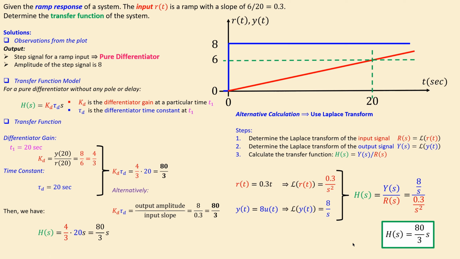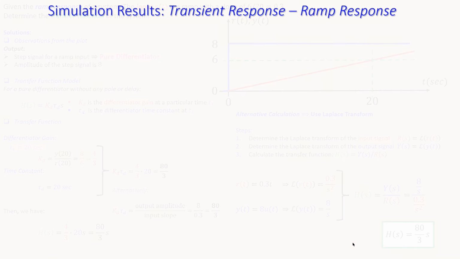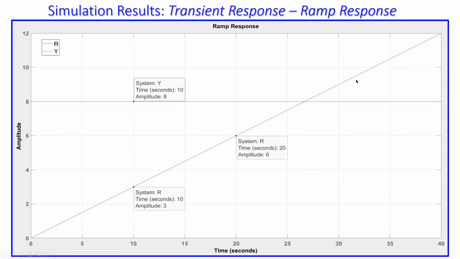So let's check this, what we have in our simulation. So transient response, in this case ramp response. This is the ramp response. What you see is this line, blue line, is our input, and this orange line is our response. So I have the Y, which is then the response, and the R, which is then our input.